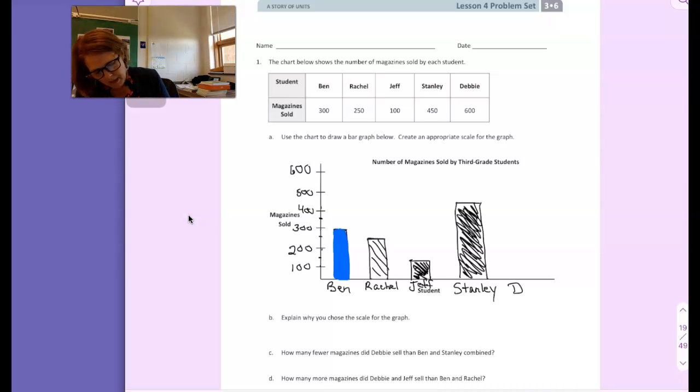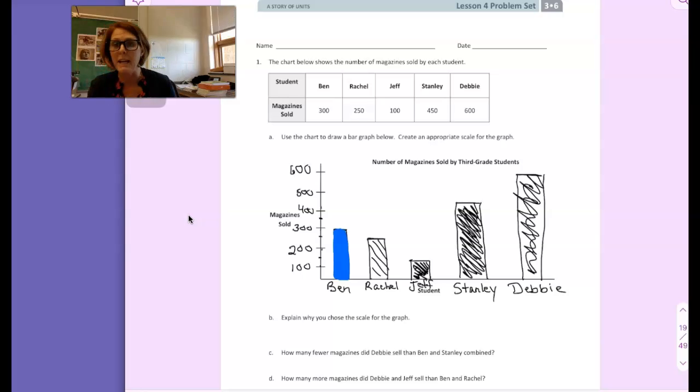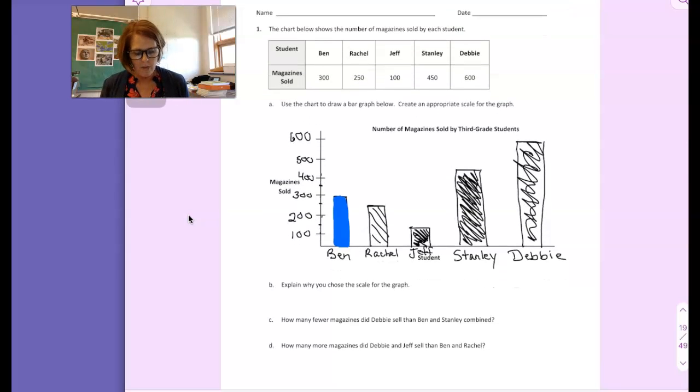Last is Debbie. And Debbie sold 600 magazines. So I'm going to go up here and eyeball it, come on over and draw my lines the best that I can. You can use a ruler if you want to make it super duper neat. So we're not going to write out letter B. We already explained it. Because all of the numbers were in hundreds and I had 6 lines there that I could use. And I should really label 0 because 0 is down here.